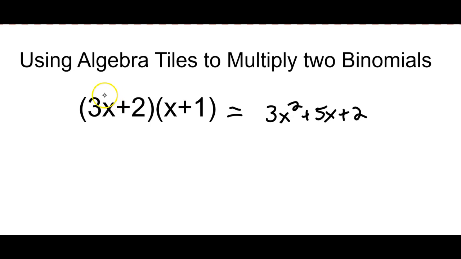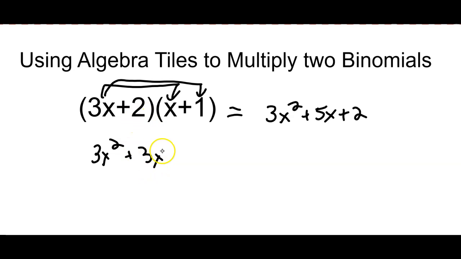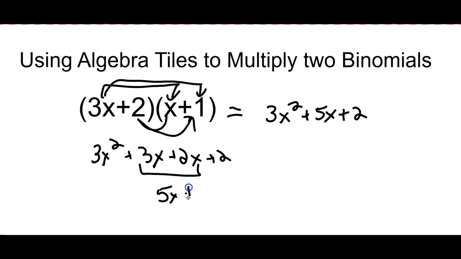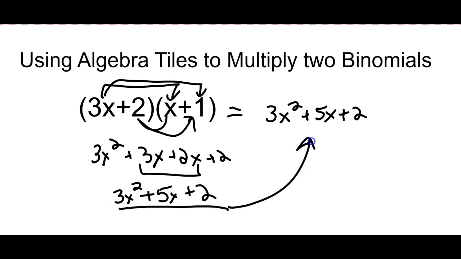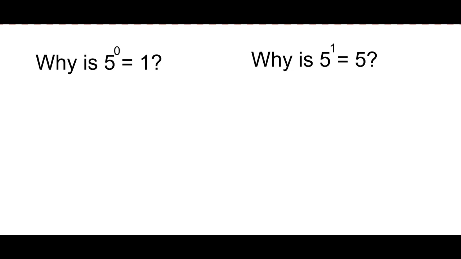If we want to do this using the FOIL method, you would say 3x times x gives me 3x squared. 3x times 1 gives me 3x. 2 times x gives me 2x. And then 2 times 1 gives me 2. In the middle, these two terms would combine, and you'd get 3x squared plus 5x plus 2, which is the same answer we had up here. But like I said, it's always great to show multiple ways you can get these answers so you can reach many different students.